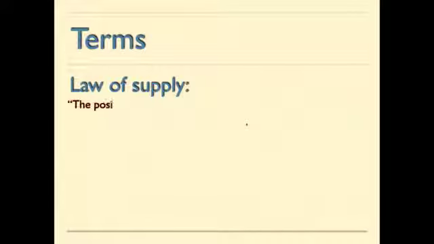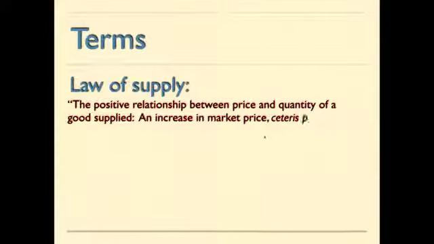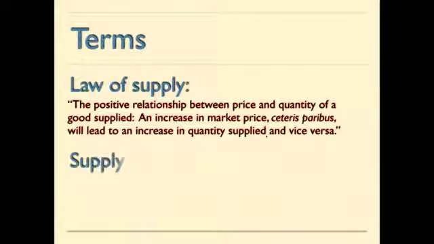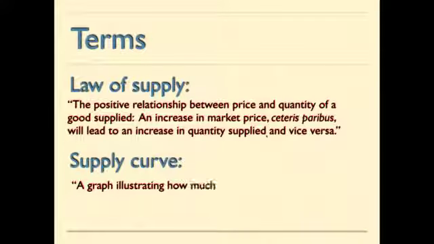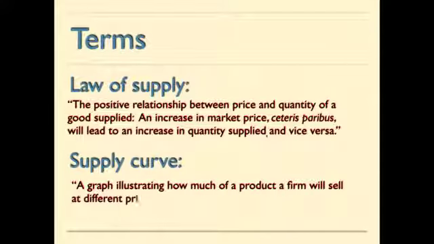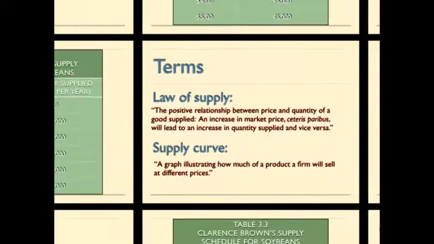A few more terms. The law of supply is the positive relationship between price and quantity of goods supplied. An increase in market price, ceteris paribus, will lead to an increase in the quantity supplied and vice versa. And the supply curve is just a graph illustrating how much of a product a firm will sell at different prices. So the supply curve is the graphic representation of the information that's in the supply schedule.